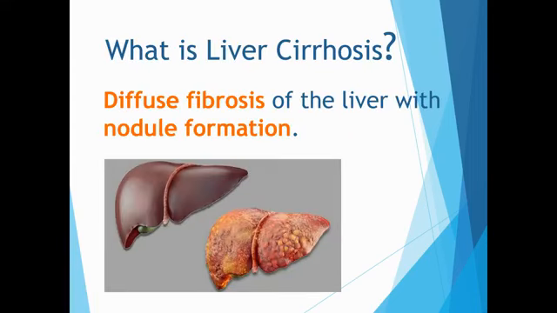Just have a look at the picture. Here is a picture of a normal liver and a cirrhotic liver. So what should we say about what liver cirrhosis is? If there is diffuse fibrosis of liver together with nodule formation, it is called cirrhosis. Here you see the normal liver has a smooth surface and the cirrhotic liver has so many nodules on its surface.